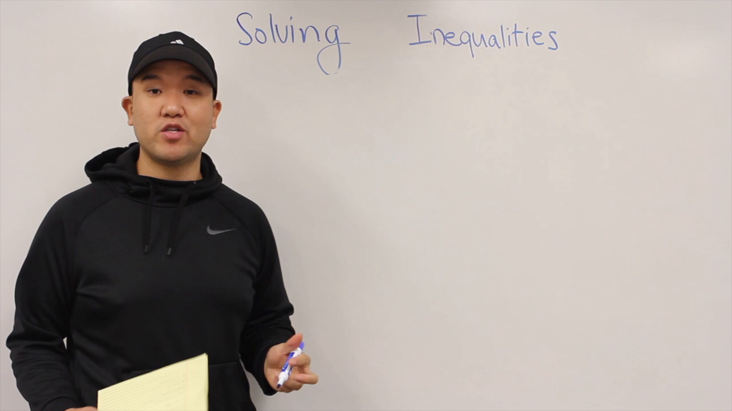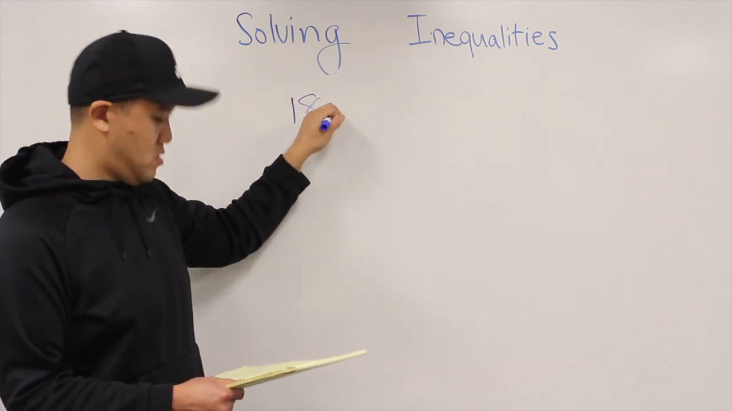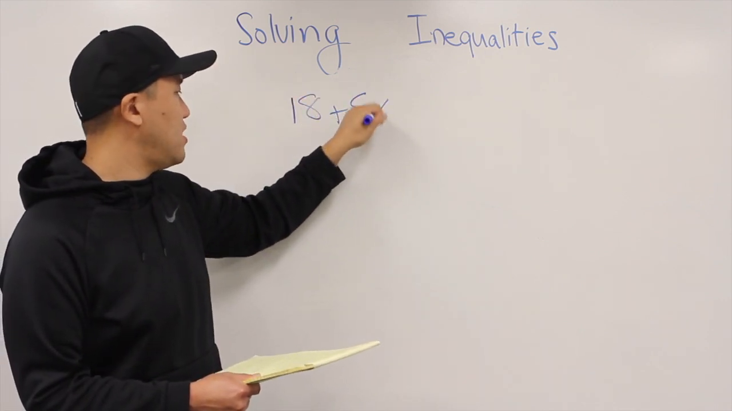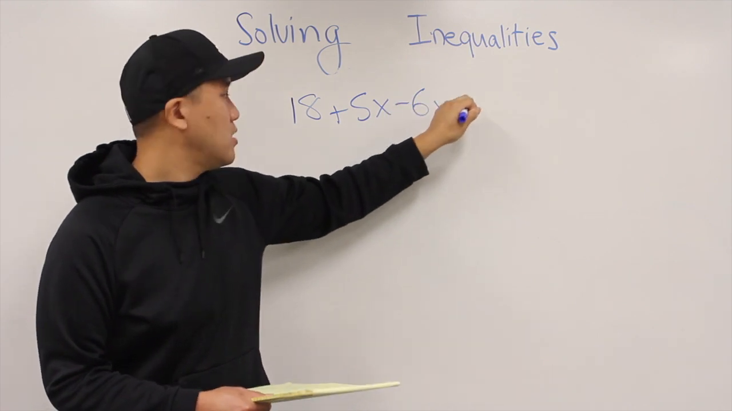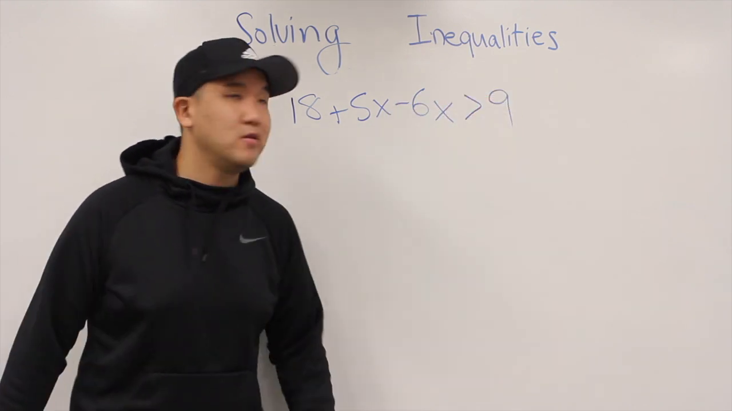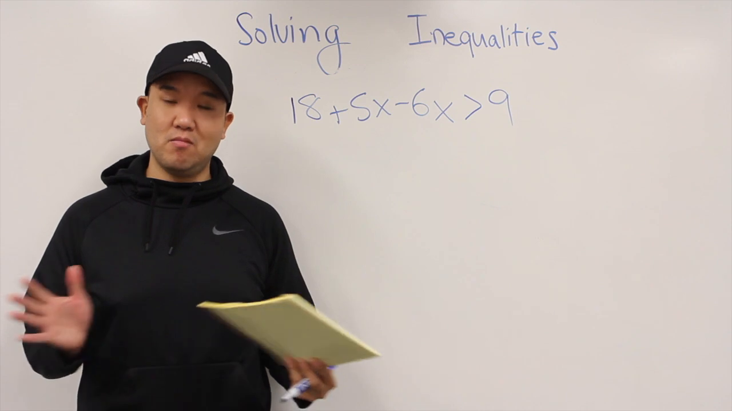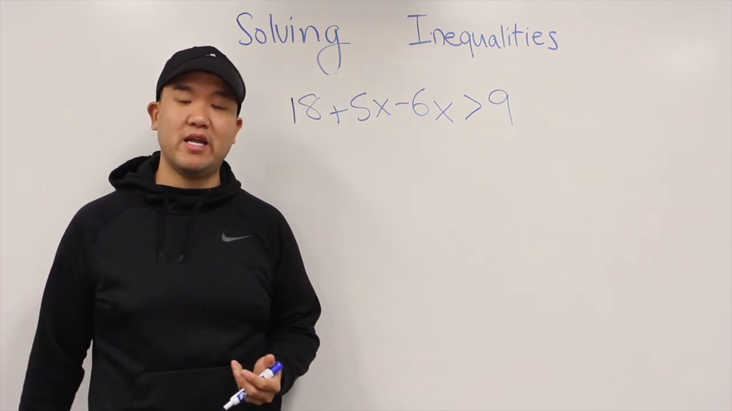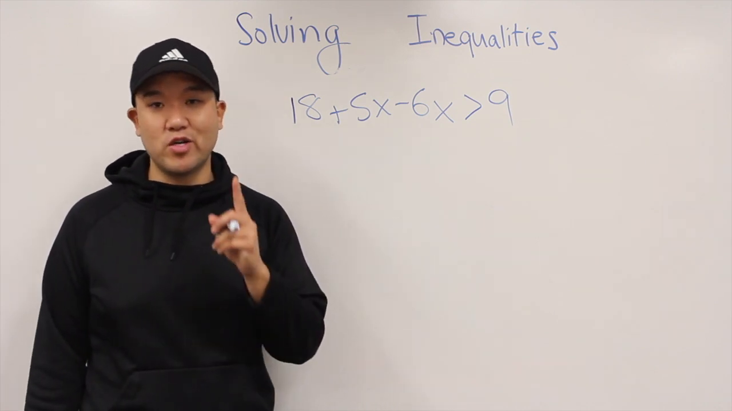Alright, our intermediate problem. 18 plus 5x minus 6x greater than 9. So we have multiple x's, combine like terms, that's your hint. And just get x by itself in about 30 seconds to a minute. Try your best. Go.